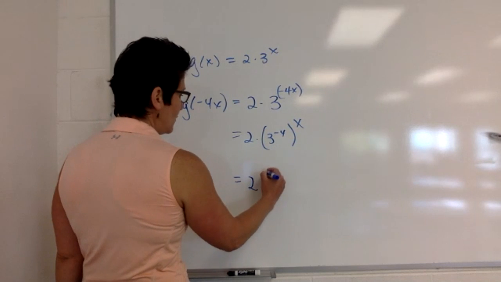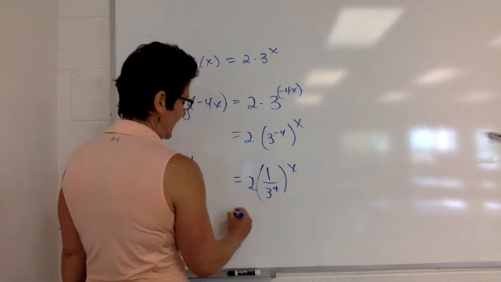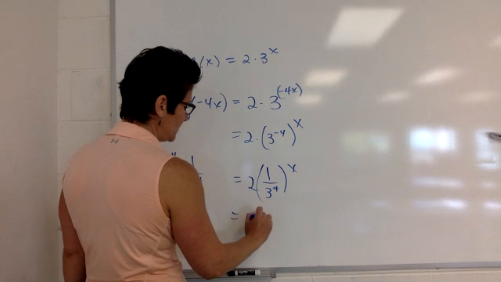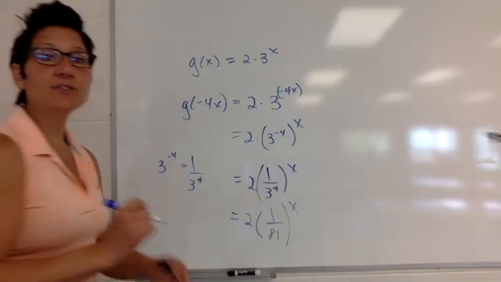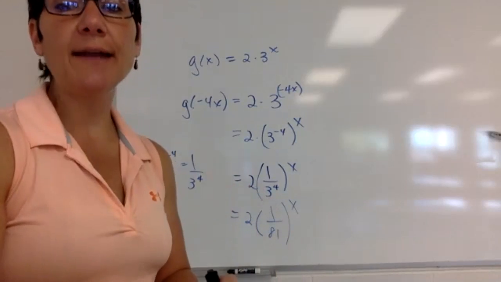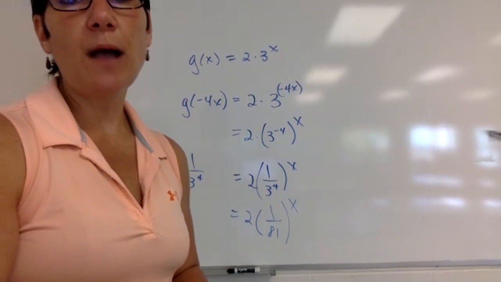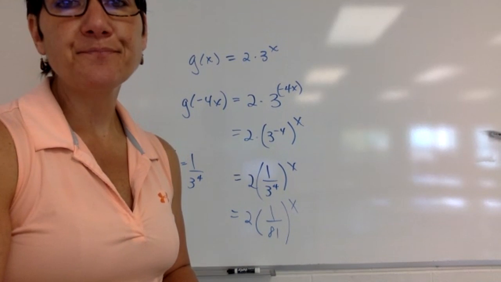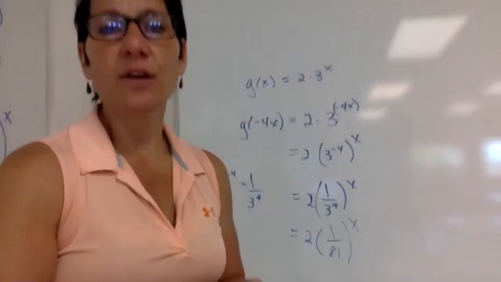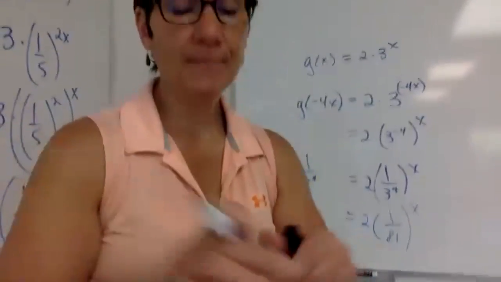So this becomes 1 over 3 to the 4th power, all raised to the x power. And the last time I checked, 3 to the 4th power was 81, so 1 over 81, and then to the x power. That is all you have to do. You're just showing how to simplify using those laws of exponents. So I will probably give you stuff to do as time goes on, as far as trying to figure out what to do with the function notation, okay?